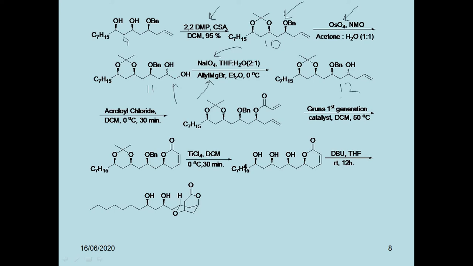But here I tried Brown allylation, but I didn't succeed. So Brown allylation failed at this step. So I just tried a simple allylation, allyl magnesium bromide.